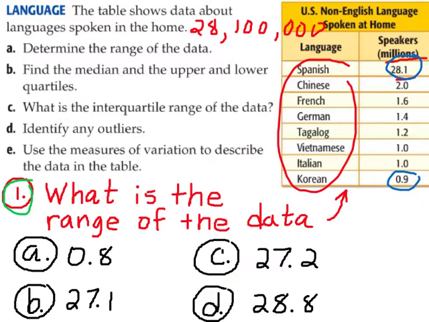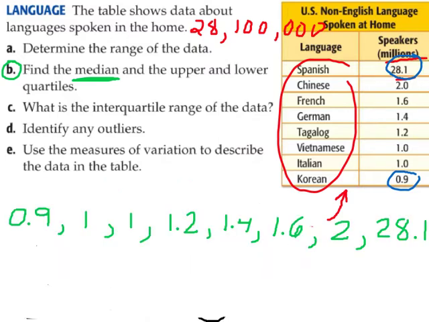Let's move on. Find the median, letter B, find the median and the upper and lower quartiles. Now, once you start doing these questions, the first thing you need to do, especially when you're addressing the median here, is you need to order all these numbers from least to greatest. So, let's do that. And there you go. So, we now have the data in order from least to greatest.